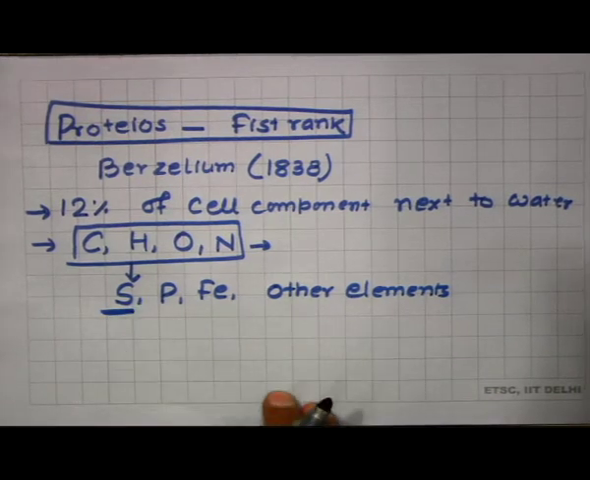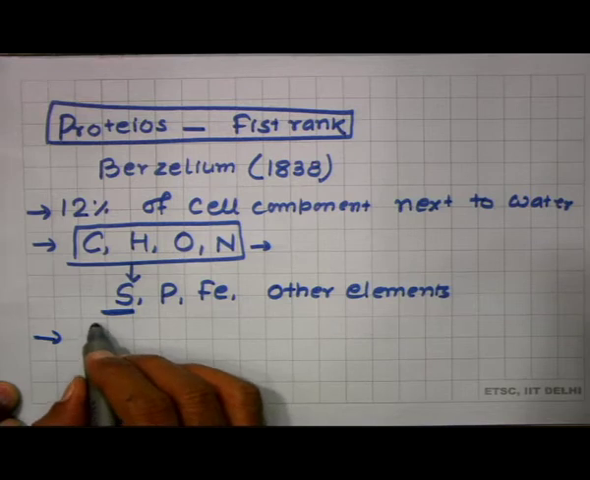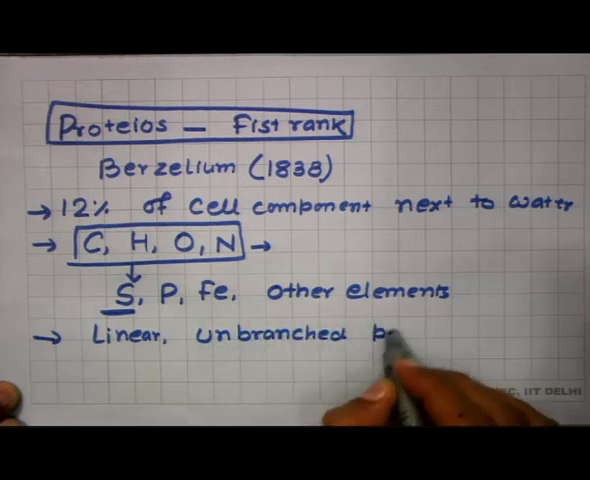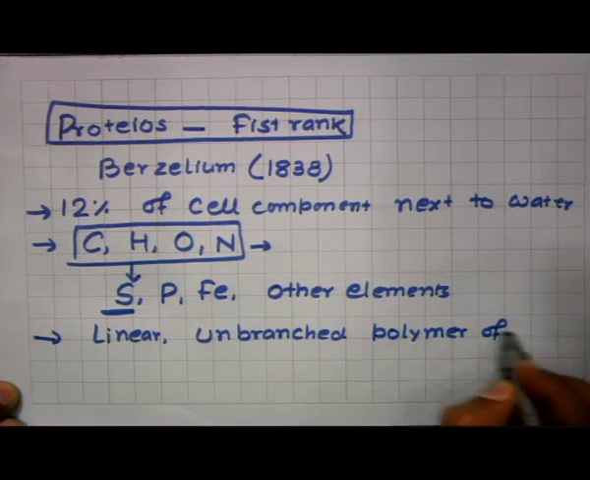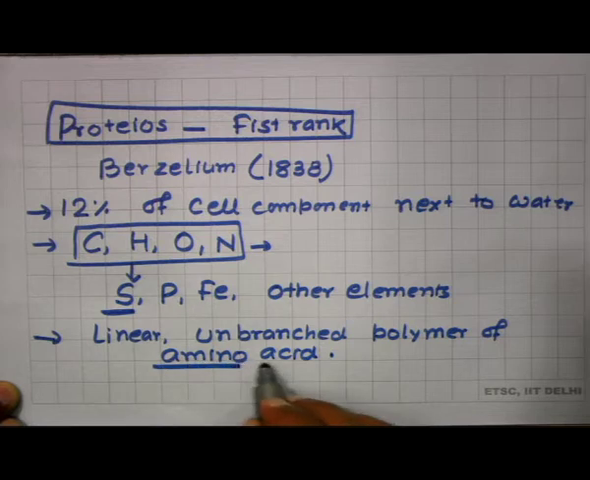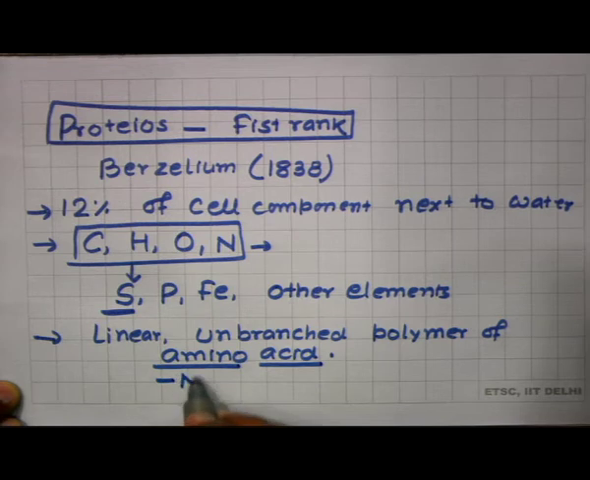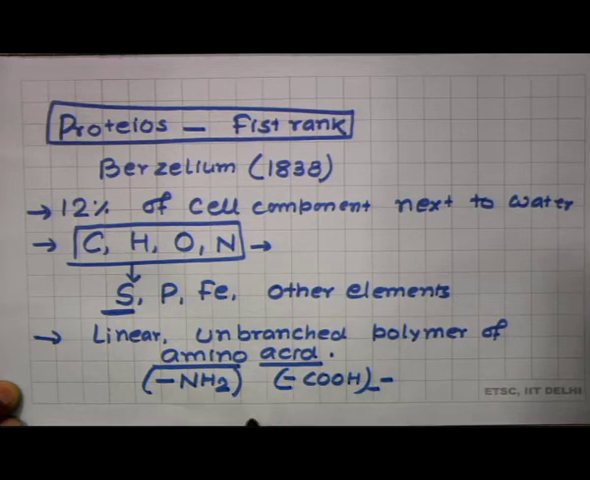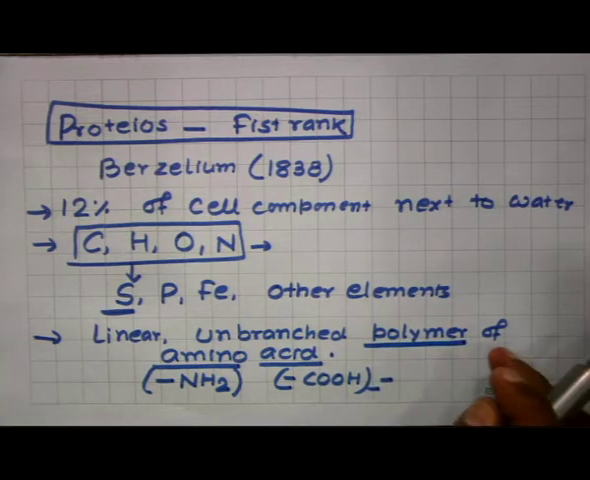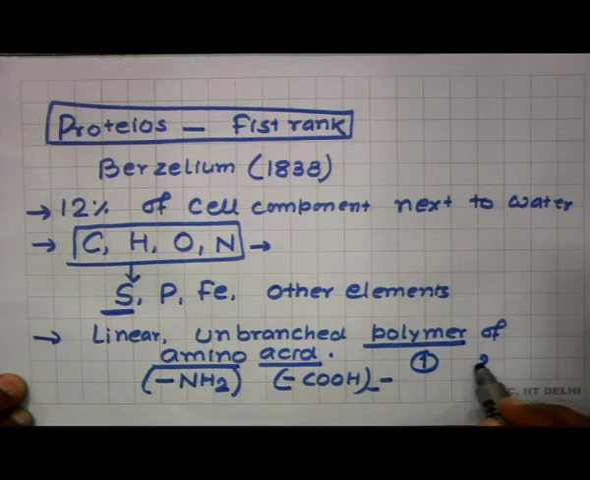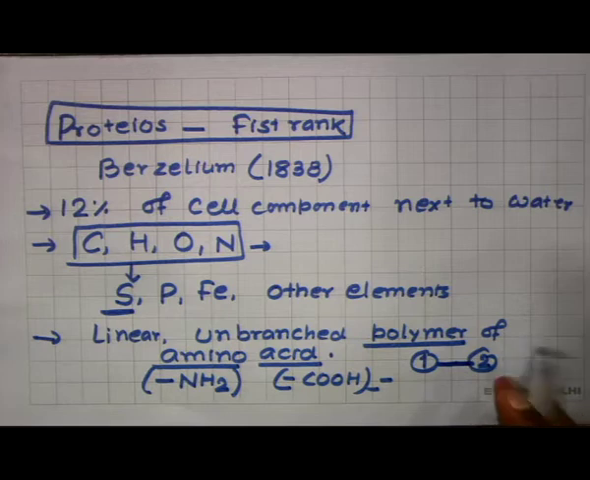If a protein has a sulfur group, that is called a sulfur containing amino acid. We will discuss it later on. Proteins are generally linear unbranched polymers of amino acids. As the term indicates, each amino acid is made by an amino group and an acid group, that is the NH2 group which is basic in nature and the COOH group which is acidic in nature. And when amino acids form a polymer, they are combined with the help of peptide bonds. These peptide bonds are found between one amino acid and the next amino acid. We will discuss later on how the peptide bond is formed.